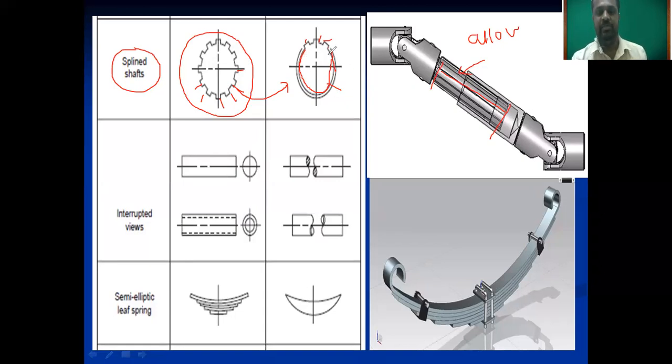See, this is the conventional representation. Simple, we have to draw one circle here, and we have to draw at least 2 splines or 3 splines like this. Okay, understood? Yes, anybody, please? Yes, sir.